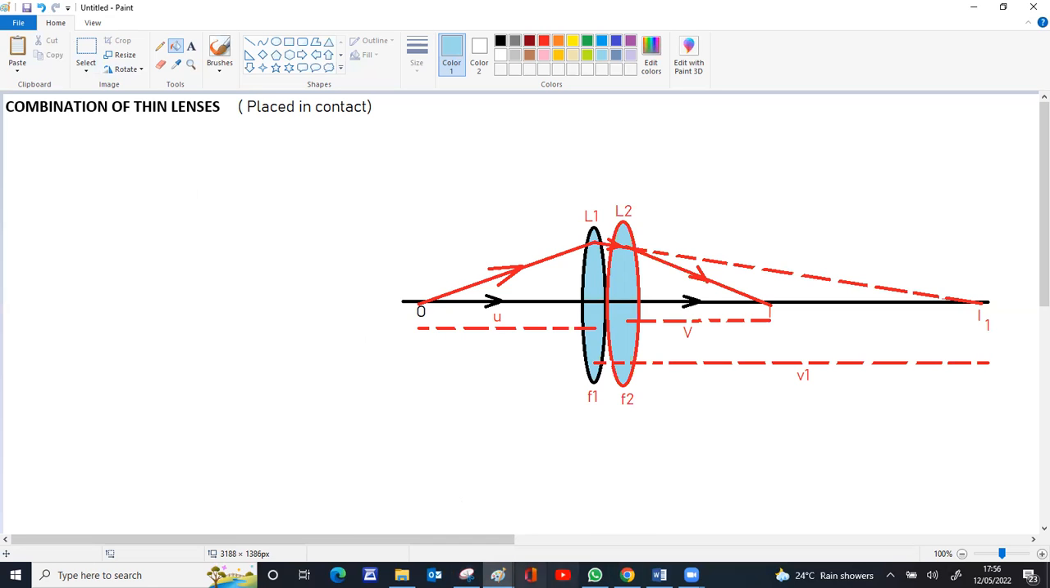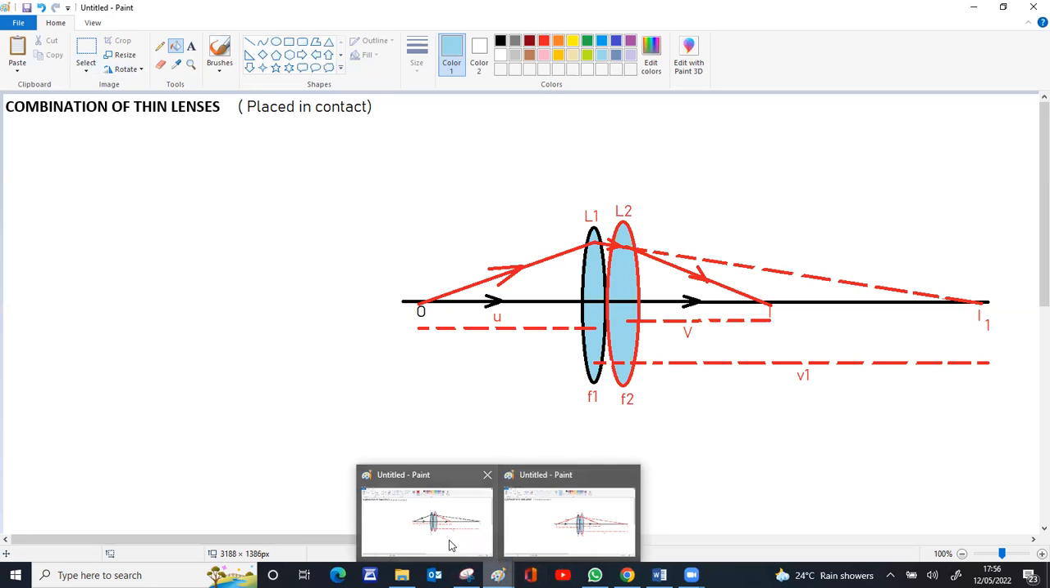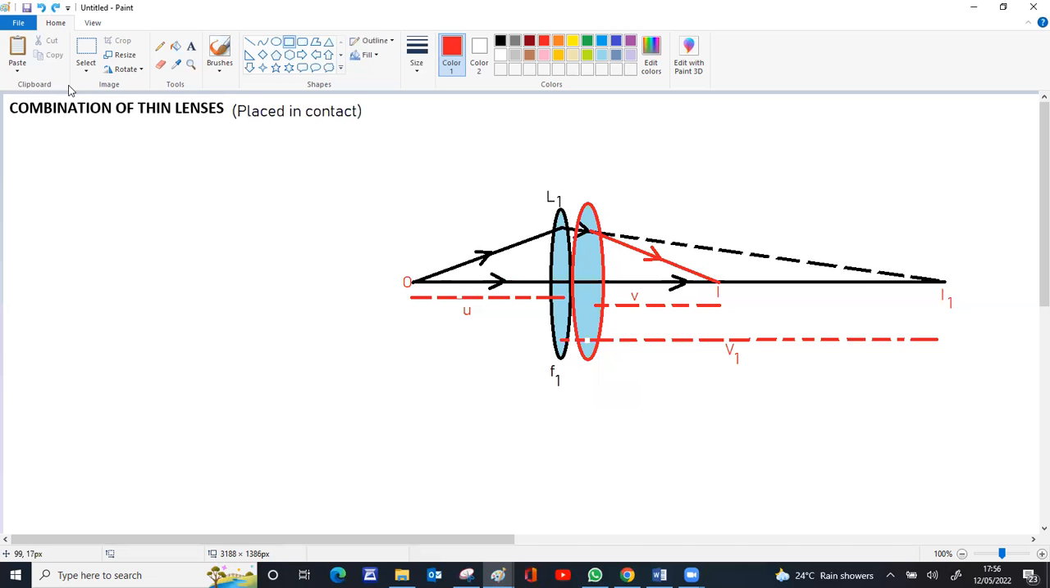Now, as a part of derivation, assumptions: object is point sized and placed on the principal axis. Both the lenses are assumed to be thin, so that distances measured from the center of the first lens, the center of the second lens, or from their common center are all treated as equal. So u, v, v1 all measured from the common center or from both the lenses will be equal.